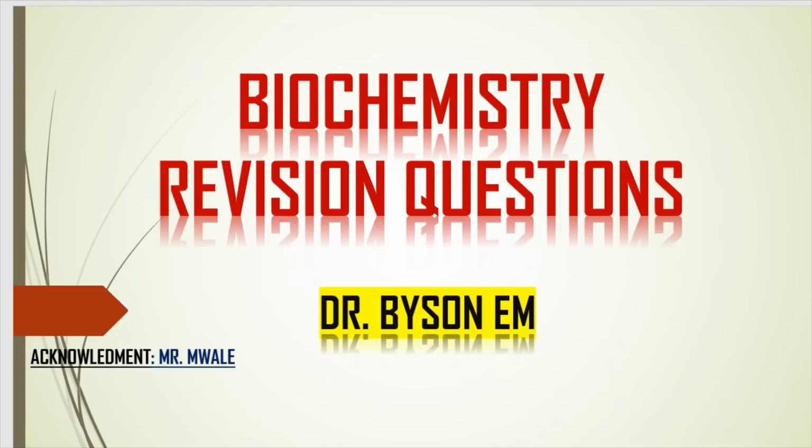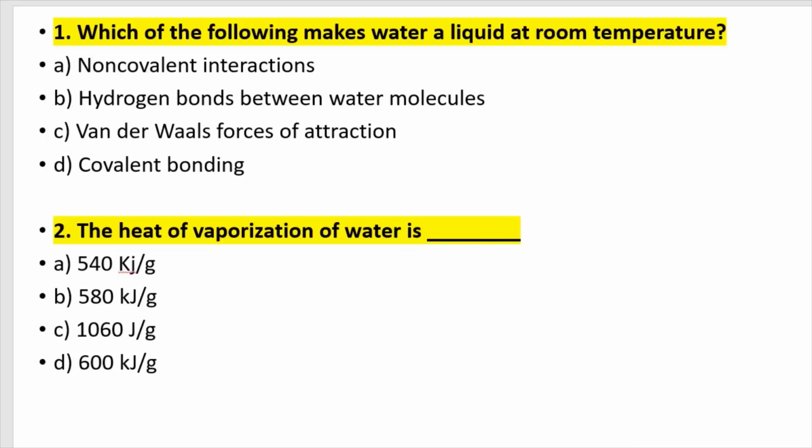All right, let's get into this video and see how much biochemistry we have learned. Okay, so question 1. Which of the following makes water a liquid at room temperature? Non-covalent bonds, hydrogen bonds between water molecules. Correct. So this is the answer here. Hydrogen bonds between water molecules will make water a liquid at room temperature.